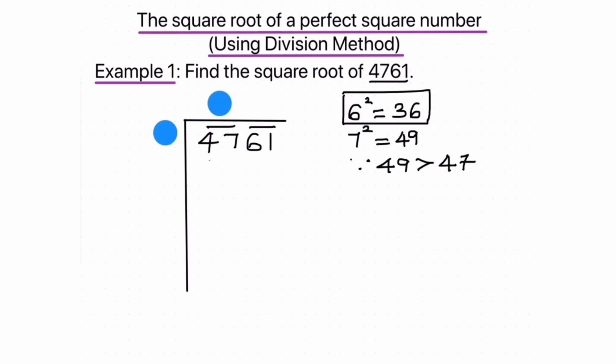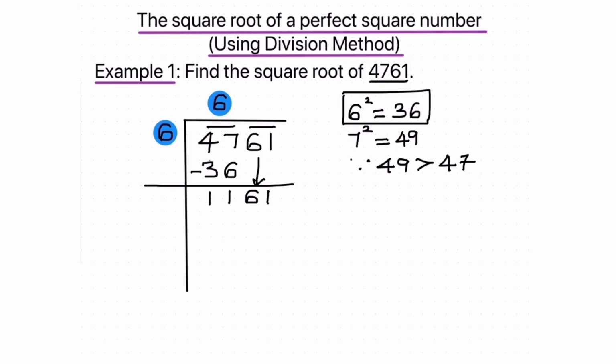So we are going to take the divisor as 6 and the same digit we will write even in the quotient. Now 6 times 6, the product, which is 36, we will write below the first pair. And now we will subtract. We get the remainder as 11. We will bring down the second pair. Now our new dividend will be 1161.